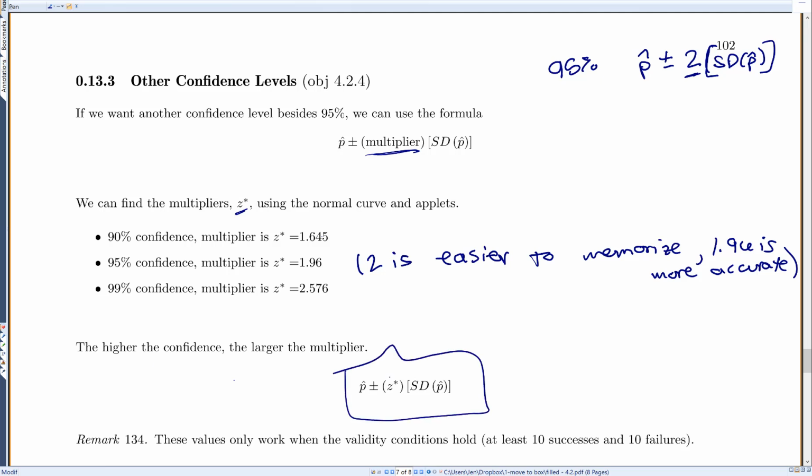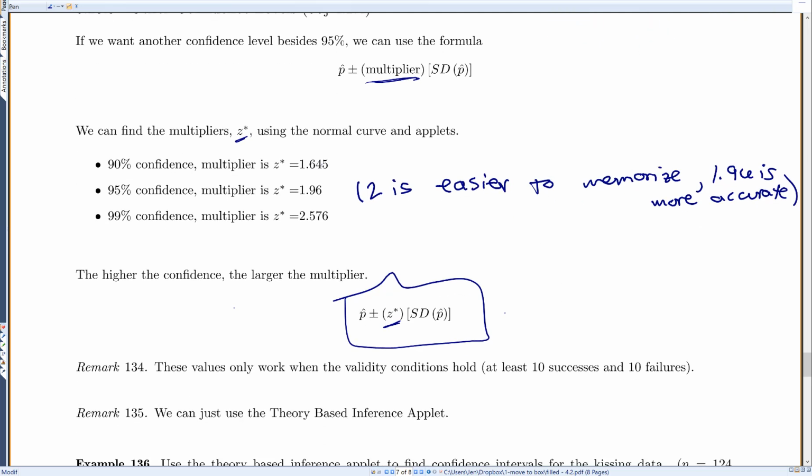It'd be p hat plus or minus the z star, the multiplier, times the standard deviation of p hat. But again, we're not ever going to ask you to do that by hand if it's not 95% and just the nice, easy memorized 2. This is all what's happening in the theory-based applet. The computer's doing all of that for us.